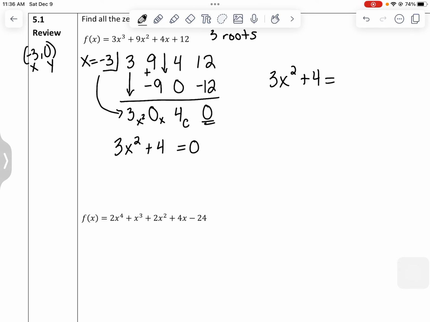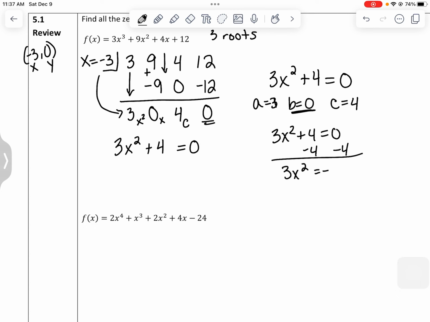So if I take 3x squared plus 4 equals 0, you could either do the quadratic formula when a is equal to 3, b is equal to 0, and c is equal to 4. But since b is equal to 0, you can actually solve this one by square roots. So if you have 3x squared plus 4, you can just subtract 4, isolate the part that's being squared, so you get -4, divide by 3, get x squared equals -4 thirds, and then take the square root of both sides.